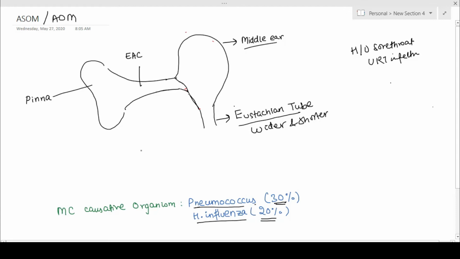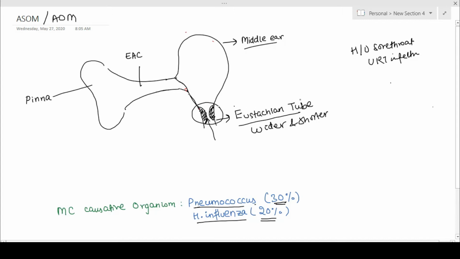Okay, so how does the infection spread from the pharynx to the middle ear cleft? It usually spreads through the eustachian tube. It is the main route of infection. When the causative organism passes through the eustachian tube, it causes edema of the eustachian tube, which leads to tubal blockage. It is also known as the stage of tubal occlusion.